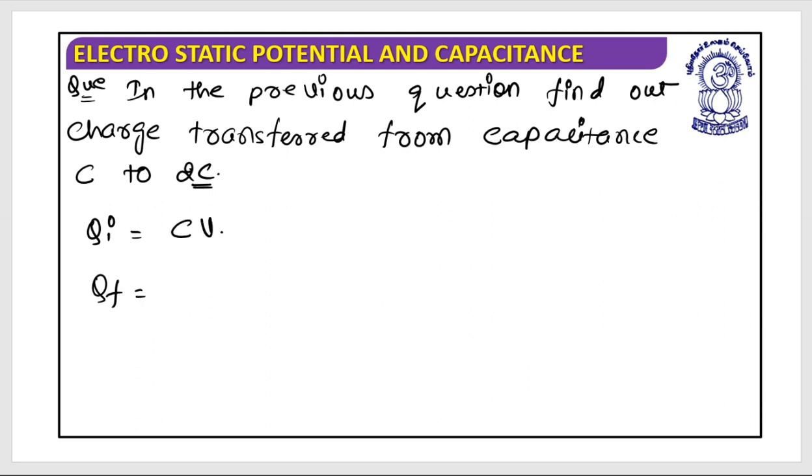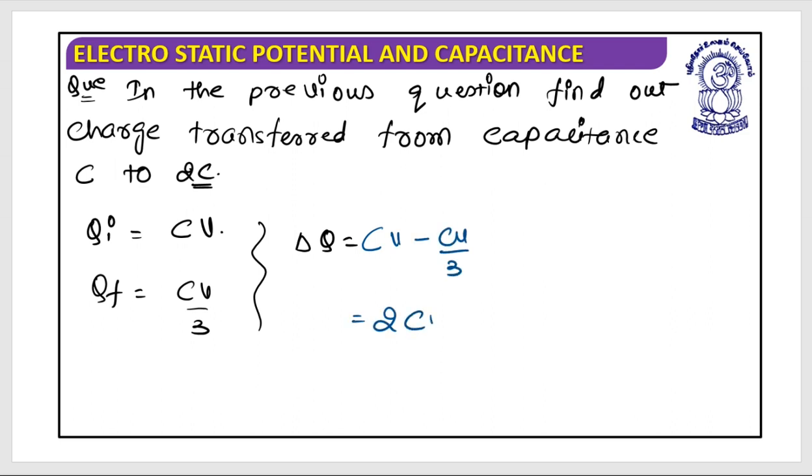Q final is CV by 3. So the difference of this is delta Q, which is the amount of charge that has been transferred. So it's CV minus CV by 3, and that would be twice of CV by 3. This is the amount of charge that has been transferred from one capacitor to another.